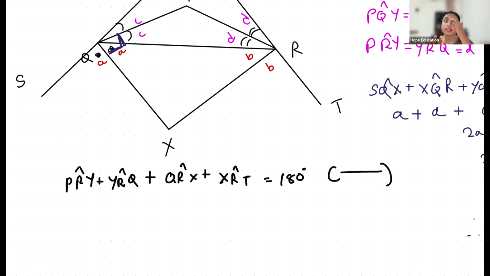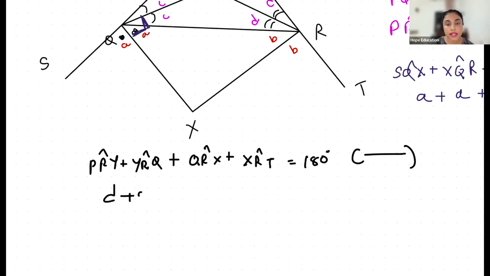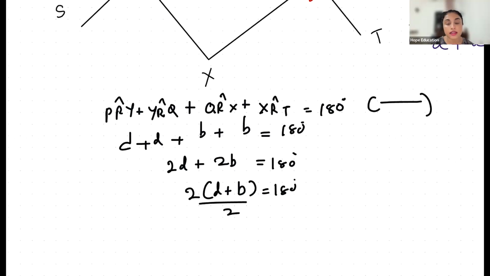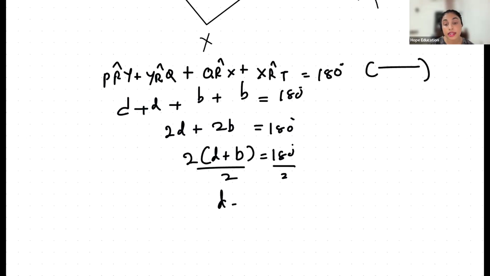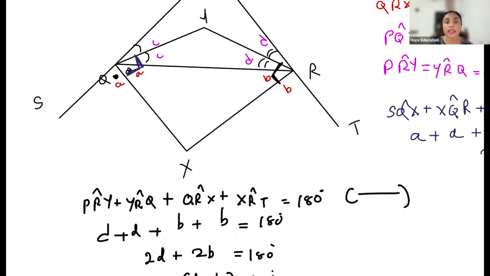Same reason because it's the same thing. So you know this is D, D, this is B, B, right? So D plus B plus B equals 180. That would be 2D plus 2B equals 180. 2 is common, I take it out. D plus B equals 90 after dividing both sides by 2. I get D plus B is 90 degrees. Who is D plus B, children? This angle. So this angle will also be 90 degrees. That angle is which one? XRY.